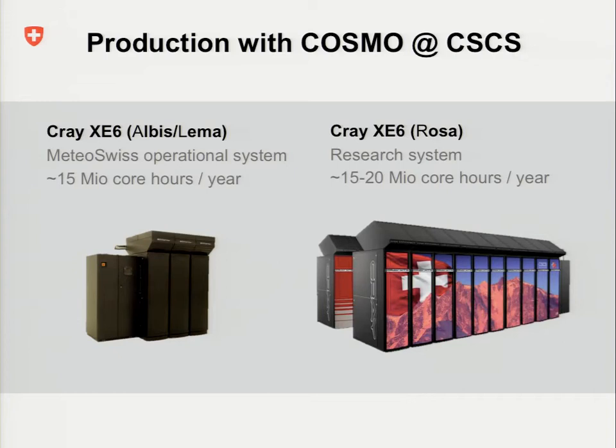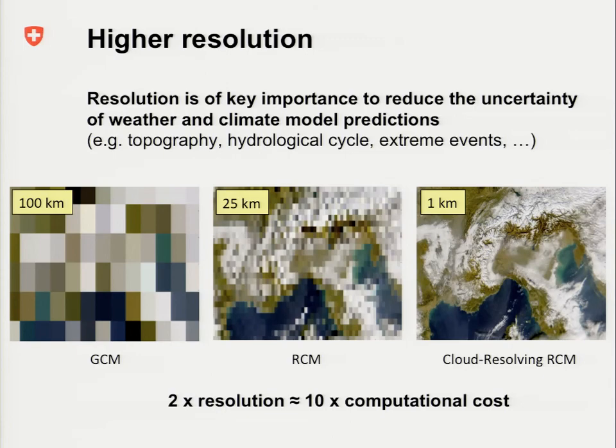Now, the COSMO model is not only used for weather forecasting, it's at the same time a regional climate model, and the ETH and other universities use it at CSCS in order to do regional climate simulations. And interestingly enough, the usage is roughly the same between our operational system and current ROSA. And of course, the goal is now to migrate towards Piz Daint, and I'd like to show you a bit what we did to the COSMO model in order to make it run on Piz Daint in this talk.